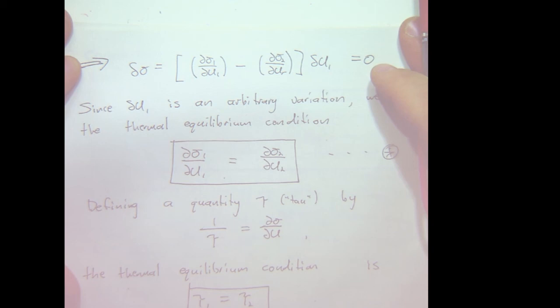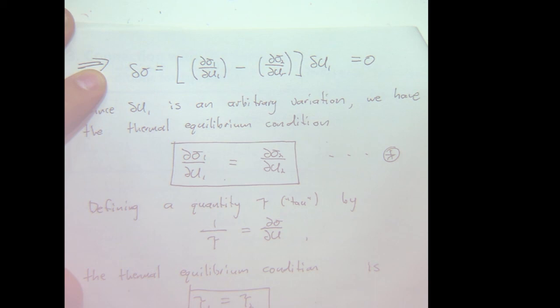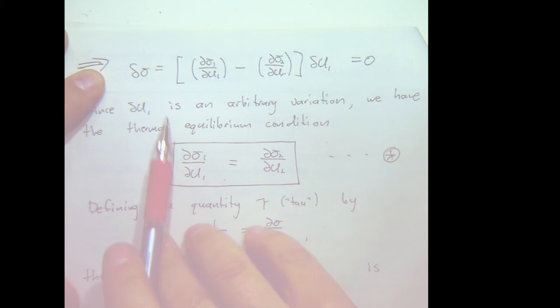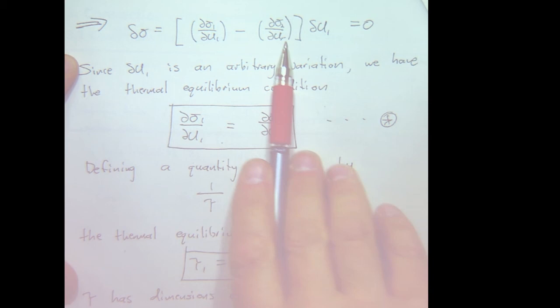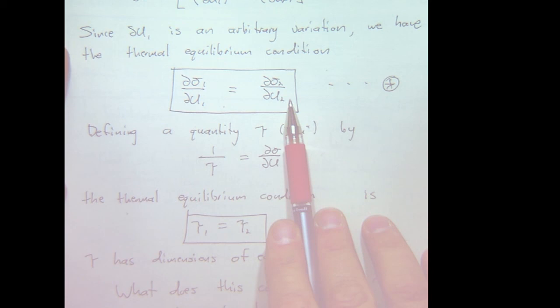But remember, we haven't formally shown that this sigma is the same as a thermodynamic entropy. All the equations have the same form. And so delta sigma is delta sigma 1 equals that, right? That's for arbitrary delta U. That means that this coefficient must equal 0. So that means that delta sigma 1 over delta U1 equals delta sigma 2 over delta U2.